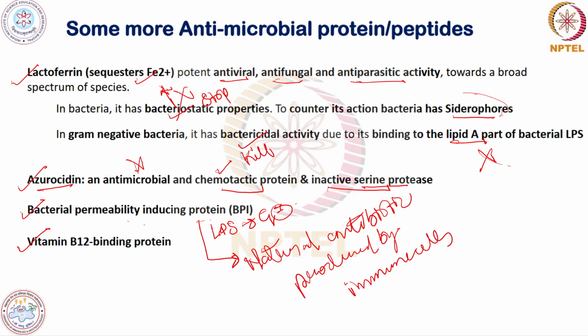So the last one is vitamin B12 binding protein. Bacteria need vitamin B12 for their growth, but this vitamin B12 binding protein will bind to the vitamin B12 and make it unavailable for bacterial growth. Just like lactoferrin was binding with iron and making it unavailable for the pathogen's growth, in the same way, vitamin B12 binding protein will bind to the vitamin B12, and the pathogen will starve for this nutrient and die.